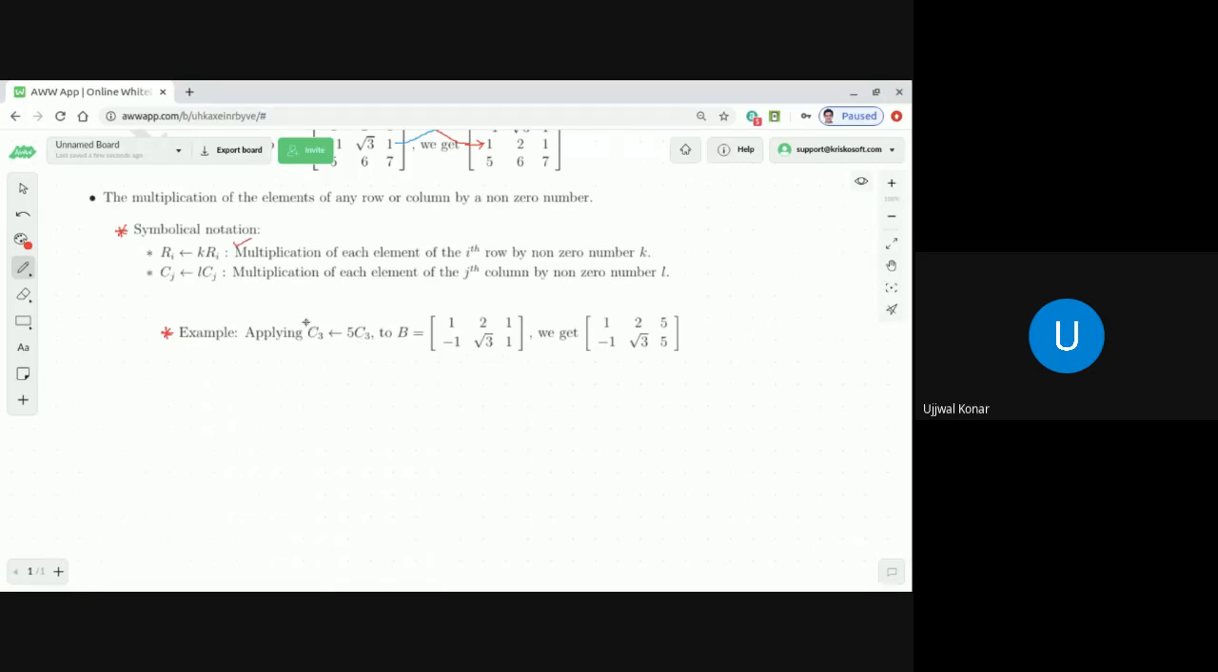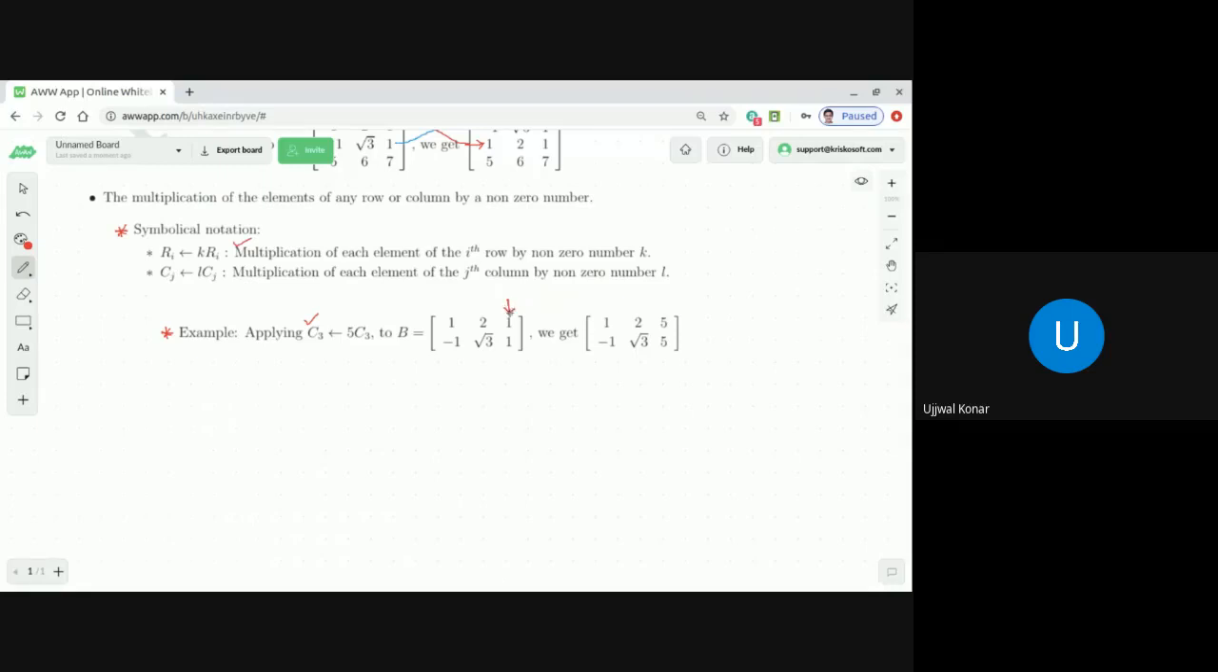Now, what is the elementary operation we are doing? The new C3 means in the transformed matrix, the third column will be the third column of the original matrix multiplied with 5. What is the third column of the original matrix? This is 1, 1, 1. Now, what we are going to do is multiply it with 5. And what we are going to get, let's see.